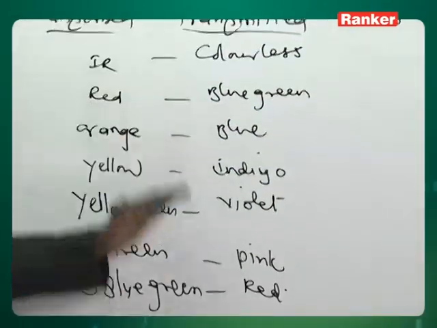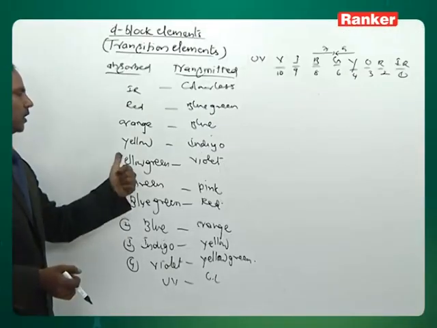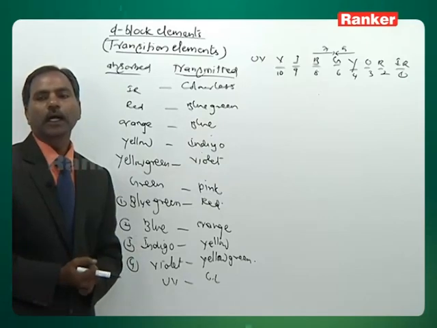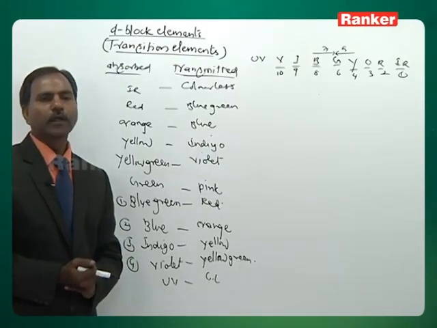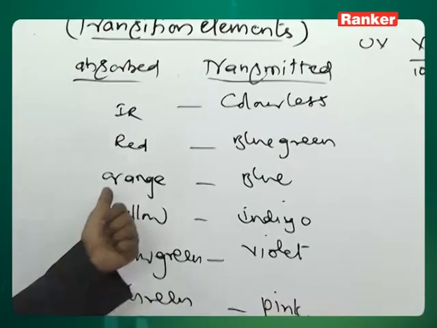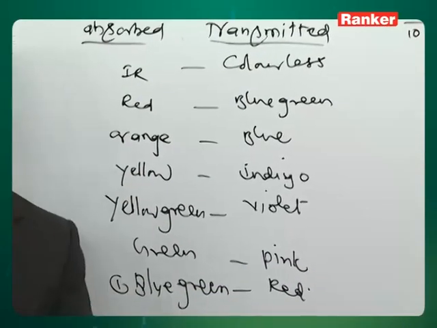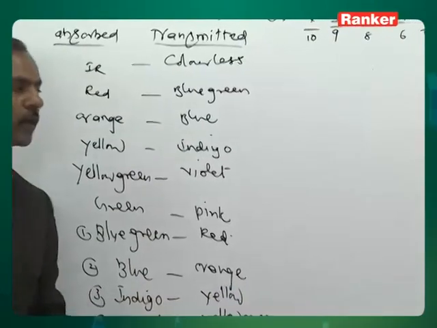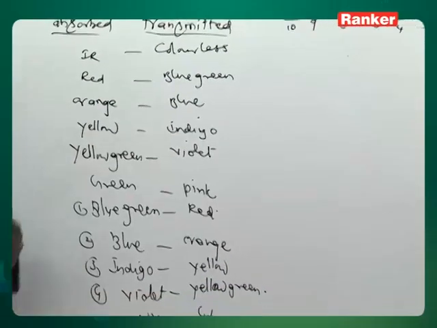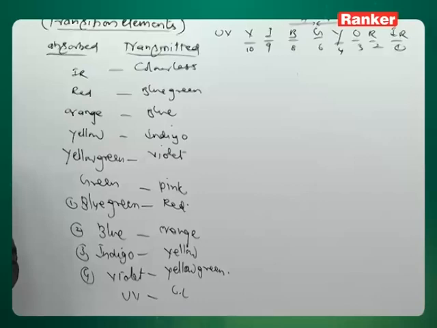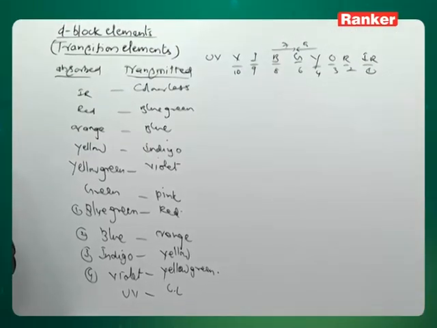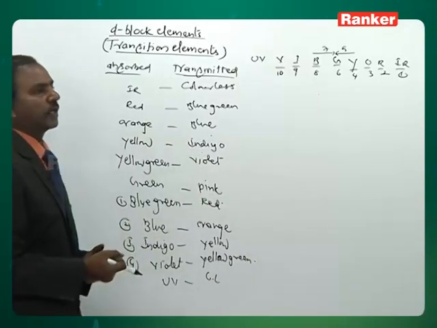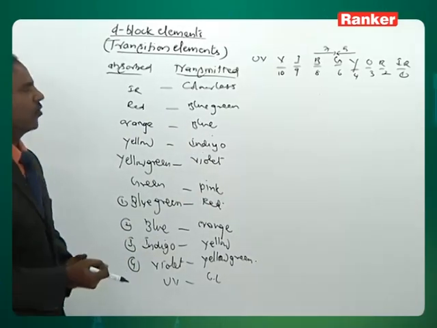So according to this table, we can understand what color is absorbed, what color is transmitted, and in what way these are complementary to each other. But a question never appears like if orange is absorbed, what is transmitted. What you are actually understanding from this table is, when a color from the longer wavelength region is absorbed, a color from the shorter wavelength region is transmitted, and vice versa.